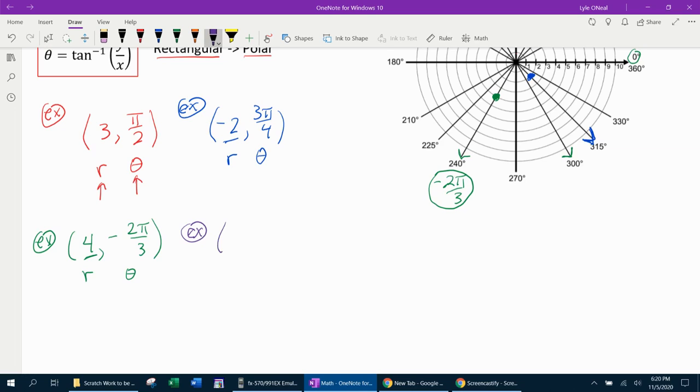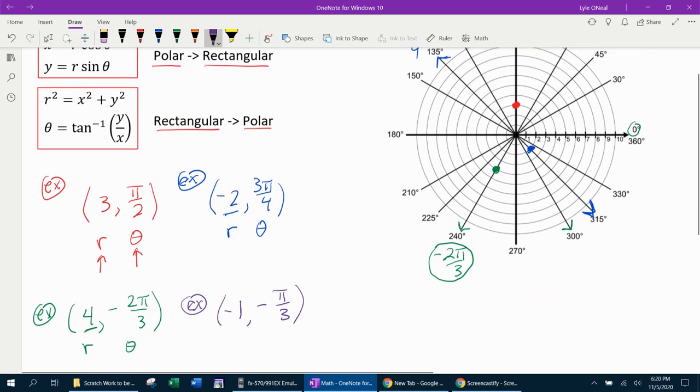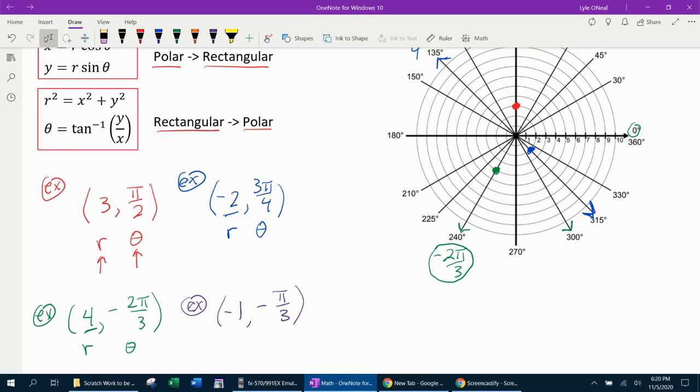And let's do negative 1, negative pi over 3. I don't know if you've been keeping track of what's going on here, but I've now done an example of all of the possible combinations of negative and positive radius and angles you're going to see. Both positive, radius negative, angle negative, and now we're looking at both negative. Now we have a radius and an angle that are both negative.